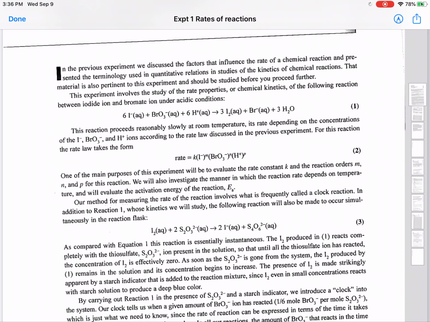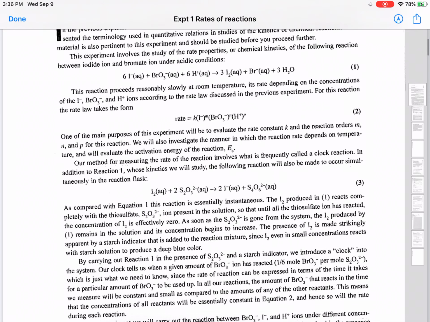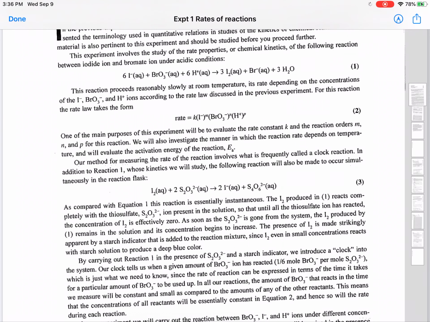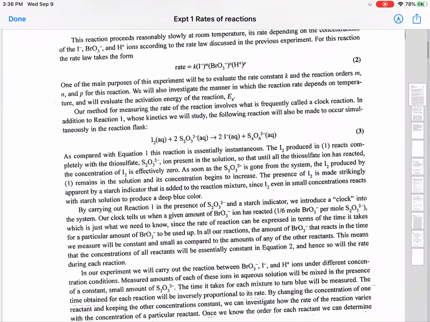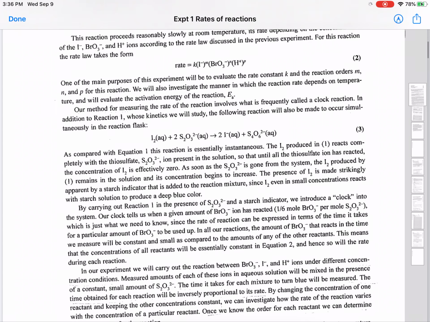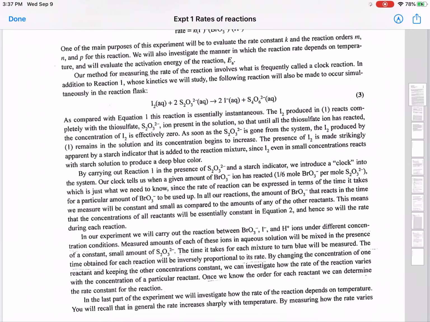And we talked about how this is a clock reaction, where the iodine that is generated first is going to react with sodium thiosulfate, and then once all the thiosulfate ions have been used up, the iodine that is generated is going to react with starch to give you a blue color. So what we're going to do is time how long it takes for the color to appear as blue. That gives us the time, and the time is related to the relative rate of the reaction.